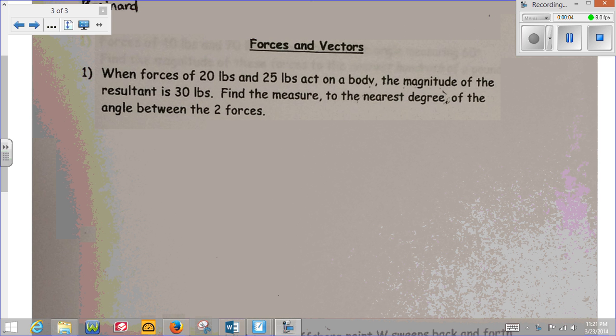Hi, and welcome to Trig Applications Day 3. Today we are talking about forces and vectors. This is one of the ways we use our formulas that we've been talking about.